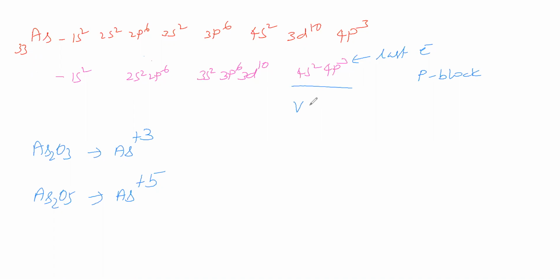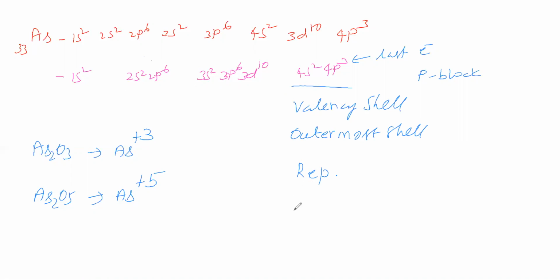Therefore this 4s2 4p3 is called the valence shell. The first shell is 1s2, the second shell is 2s2 2p6, the third shell is this, and the fourth shell is this. So we can also call this the outermost shell. The outermost shell configuration and valence shell configuration are equal, and the valence shell contains fewer than 8 electrons. Therefore it is called a representative element.